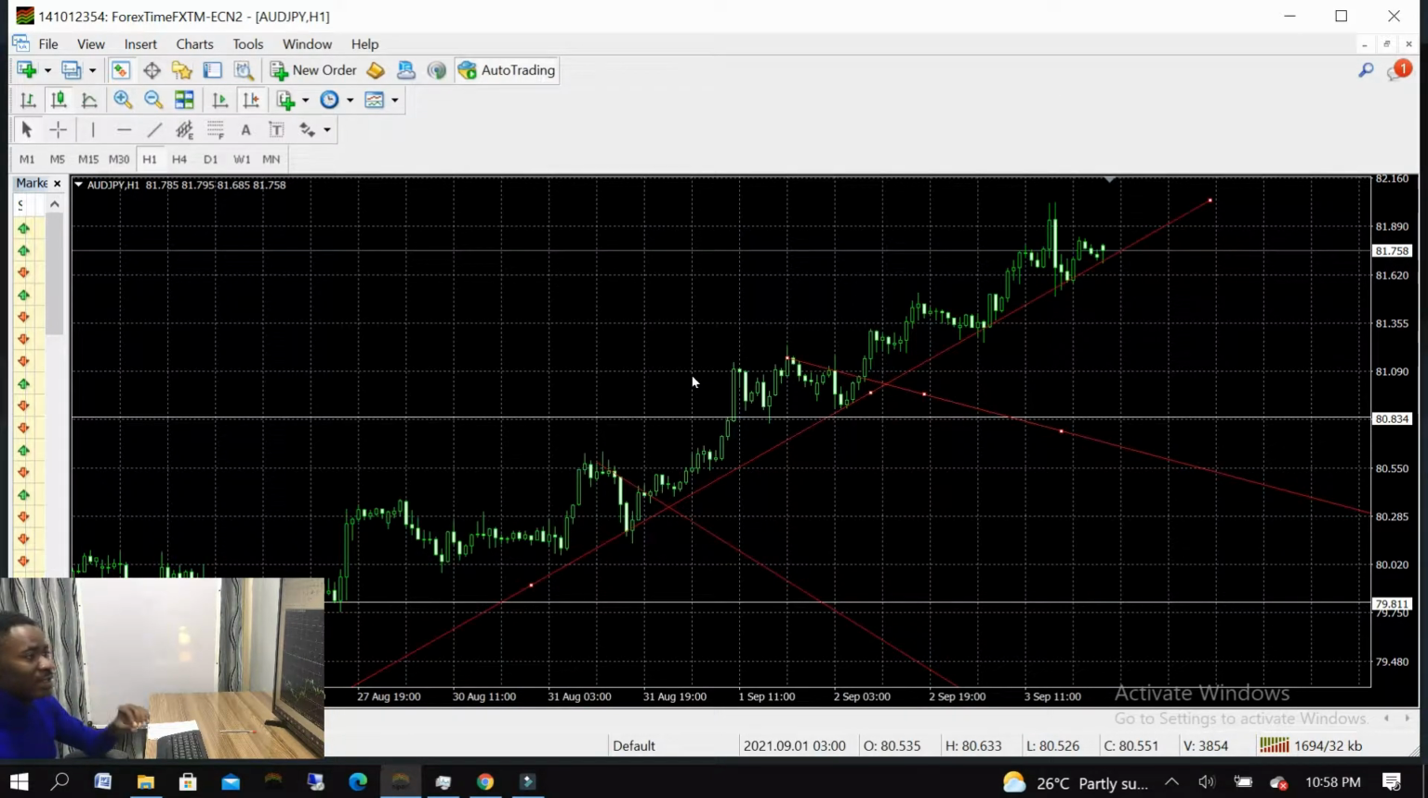If you don't see any pullback, any counter pullback that you can draw your trend line to, don't force it. This is a perfect one here. You can see market broke out here, then you enter for your buy trade. But this area, this is a very good example.